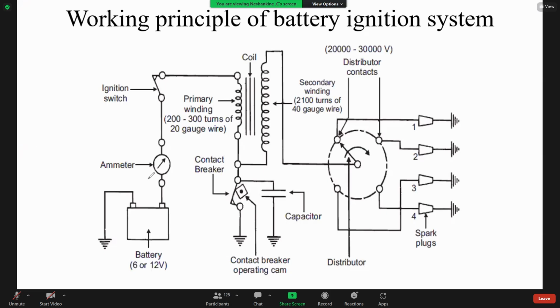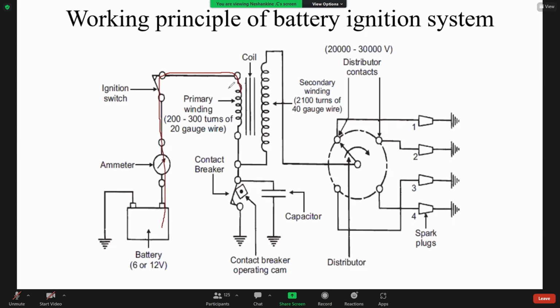Okay, first we switch on this ignition switch. What will happen? Current passes from the battery and reaches the primary winding coil. Isn't it? Students, understood up to this point? Yes, ma'am.